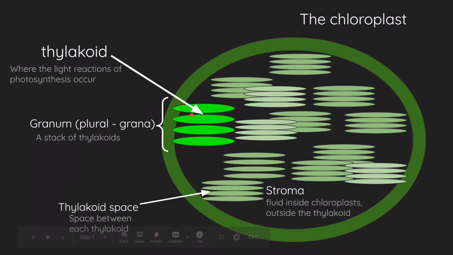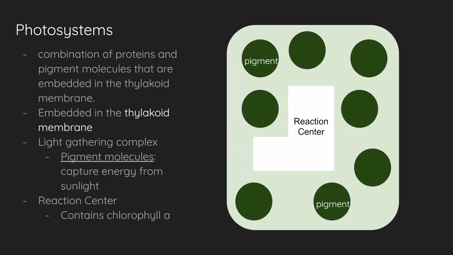Embedded inside the thylakoid membrane are structures known as photosystems. Photosystems are a combination of proteins and pigment molecules that are embedded in the thylakoid membrane. This is what they look like. Photosystems are both a light-gathering complex and the reaction center for the light reactions.